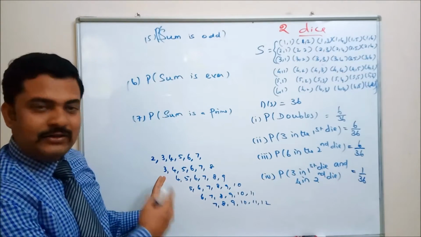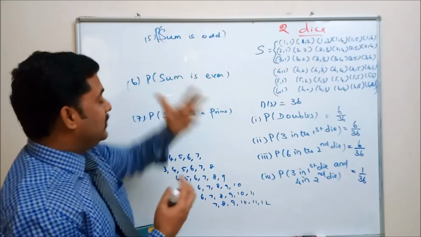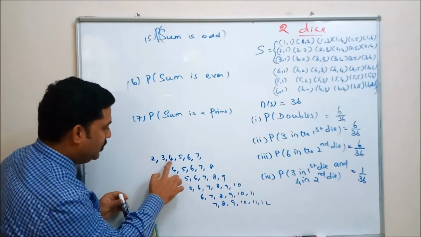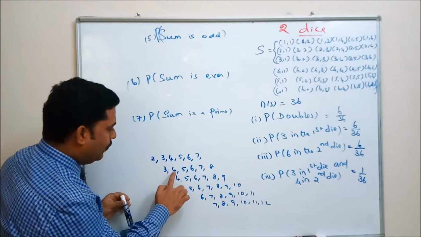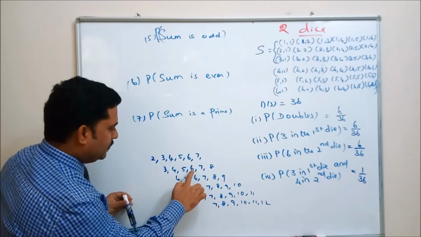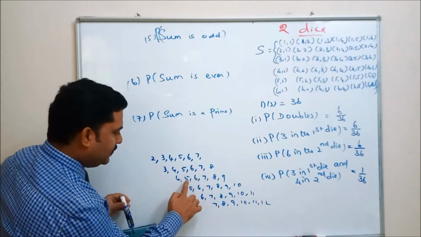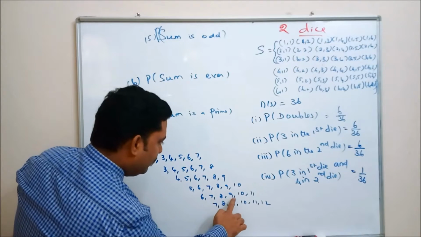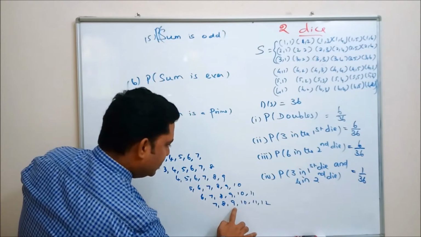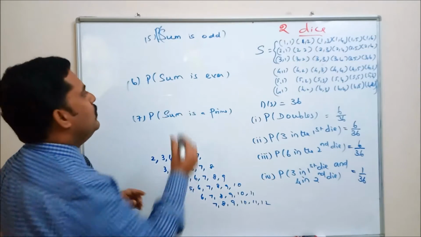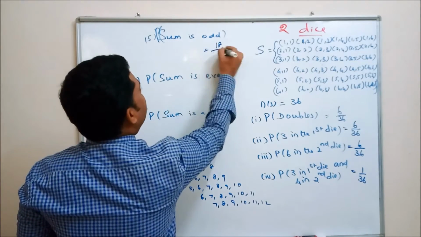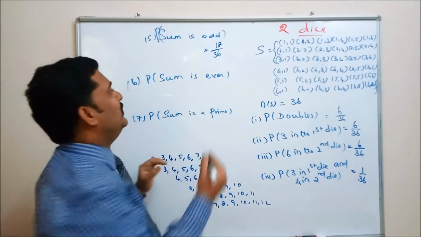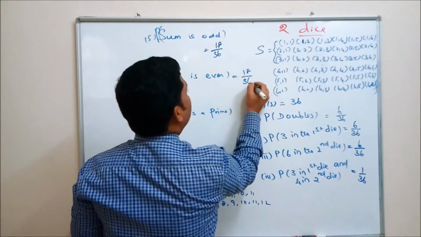It's nothing but the same question, right? The probability of getting the sum is odd is equal to how many odd numbers there are. Let's count how many odd numbers are there. 1, 2, 3, 4. Next: 5, 6, 7, 8, 9, 10, 11, 12, 13, 14, 15, 16, 17 and 18. So this is 18 divided by 36. Obviously, how many even numbers are there? The same answer, right? So it is 18 divided by 36.